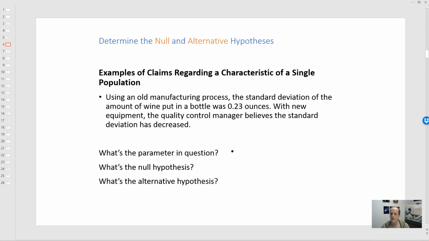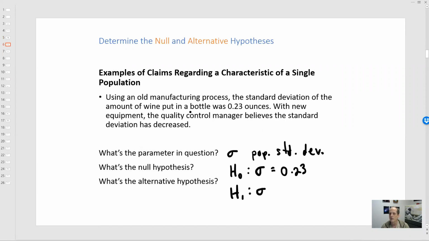So this time, sigma, the population standard deviation, is at play. Null hypothesis is the status quo, what we're used to it being, and what we're testing is that we think that this new equipment brings the variation down. Okay, so we've hit all three parameters that we're going to be looking at: proportion, mean, standard deviation.